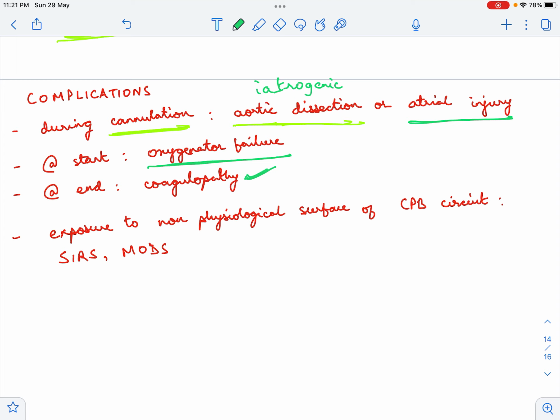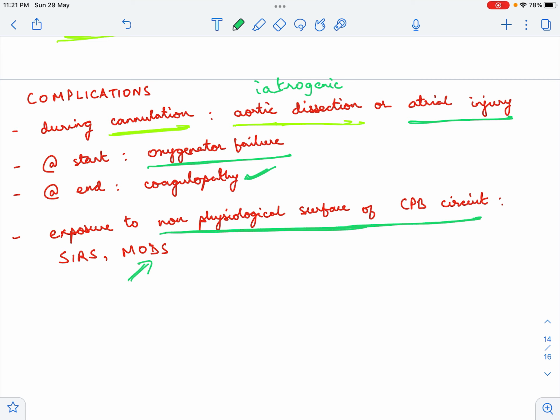Because the blood is being exposed to a non-physiologic surface of the CPB circuit, there is a lot of inflammation happening. There is activation of inflammatory cascades, various inflammatory pathways, which gives rise to a post cardiopulmonary bypass systemic inflammatory response syndrome, that is post CPB SIRS is occurring. If that SIRS is not being controlled, it can lead to MODS. MODS will obviously then result in death.